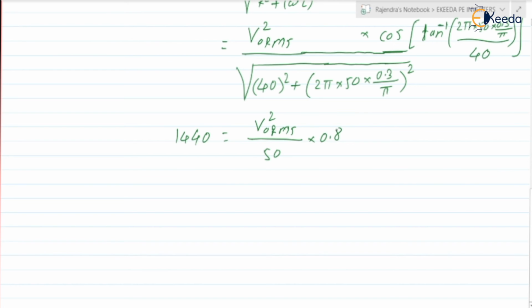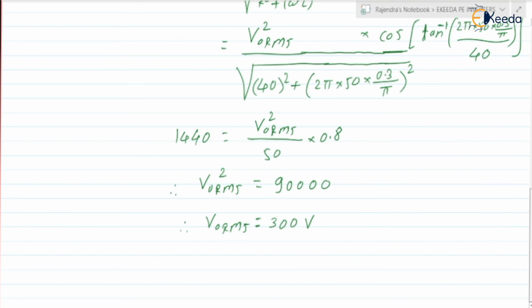From this can we find V0 RMS square? Yes, therefore V0 RMS square is equal to 1440 into 50 divided by 0.8, which is 90,000. So V0 RMS is equal to the square root of 90,000, so it is 300. V0 RMS is equal to 300 volt.